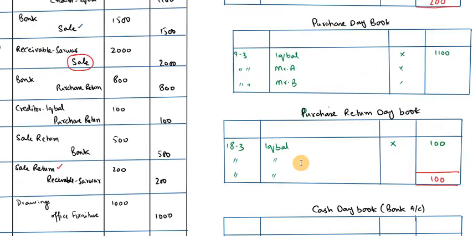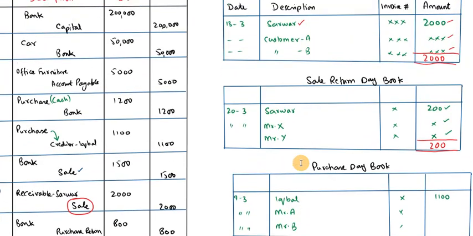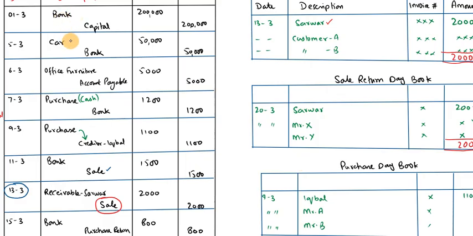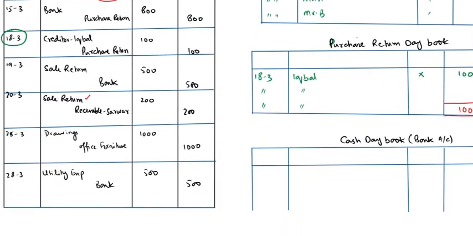Number one, the cash or bank related transaction we find in our journal entry, that is the number one entry: bank debit, capital credit. So this is the first entry which is made by using the bank account. The bank account will be debit and capital credit. So in the cash account we write 2 lakh on the debit side. So this is the posting from the journal to the ledger.